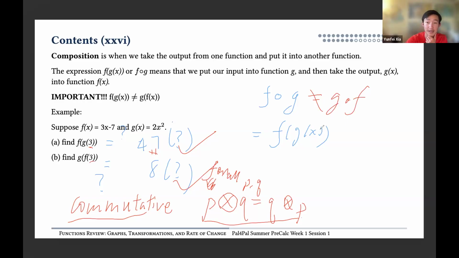This is just one thing to keep in mind, because for example, addition, multiplication, a lot of these operations are commutative.